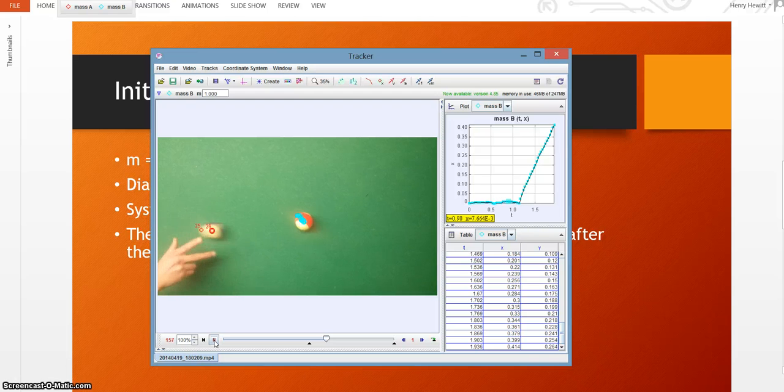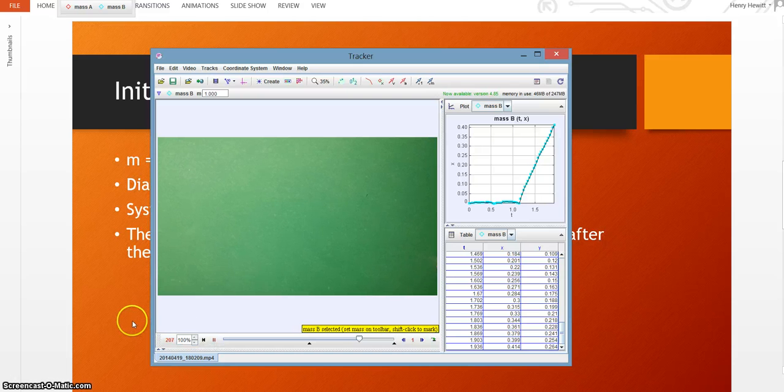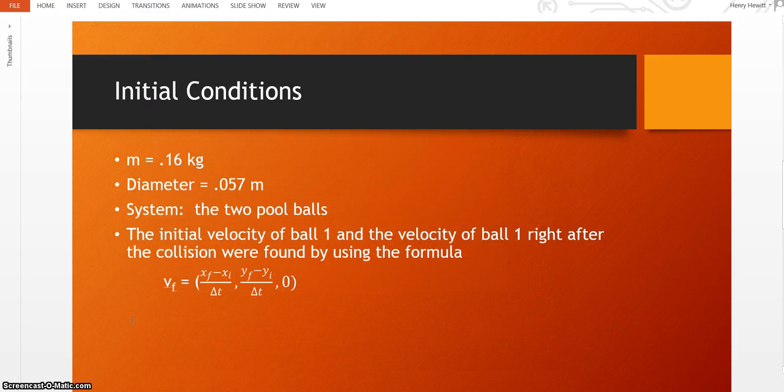And you can see the first pool ball comes in with a constant velocity, collides with the pool ball at rest, and each one is sent in opposite directions at hopefully what's close to conserving momentum.